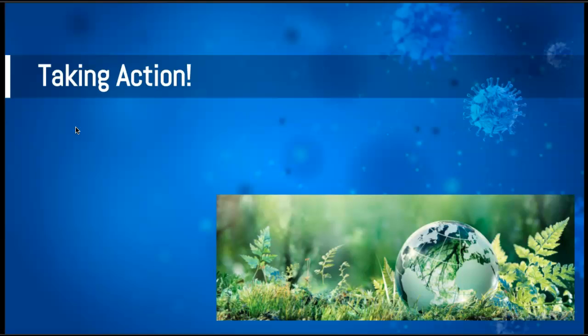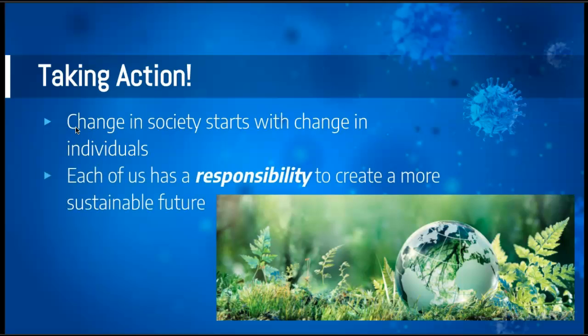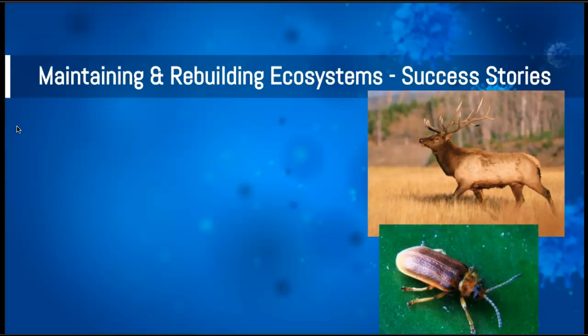So in order to fix that, in order to do something about it, we individually have to take action. So societal change is going to start with changes in individuals. You and I have to change how we consume, we have to change how we produce waste, and we have to try to minimize that on an individual basis, because that is what leads to changes in society. Right? So we have a responsibility to create a more sustainable future. That is part of what living in society is. Right? We have benefits of living in society, but we also have responsibilities. We have a moral and ethical obligation to ensure that not only do we survive, but future generations can survive as well.